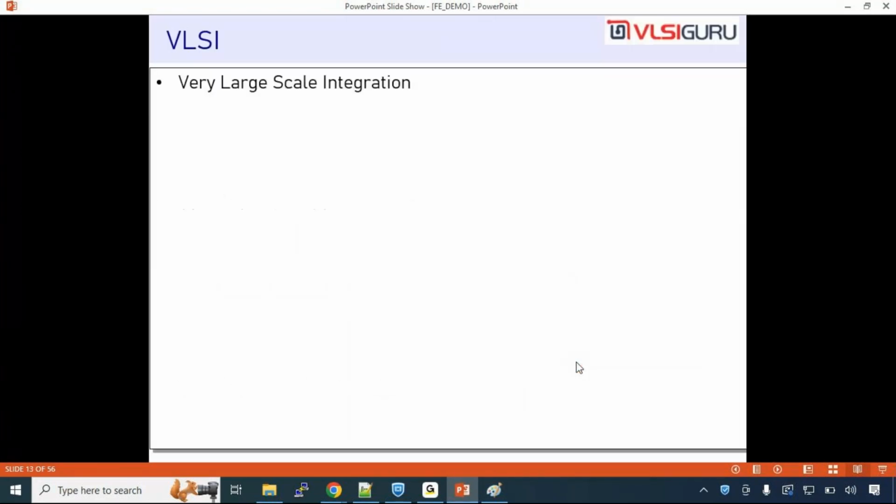VLSI stands for what? Very large scale integration. So what are we integrating? Integrating means putting together, right? Let's say a building is a large scale integration of the bricks. That's where you have the building.